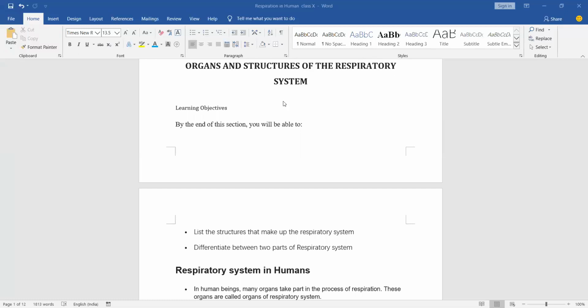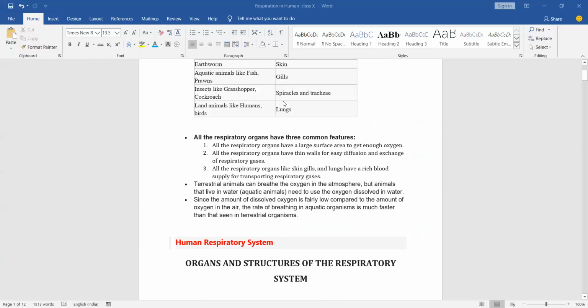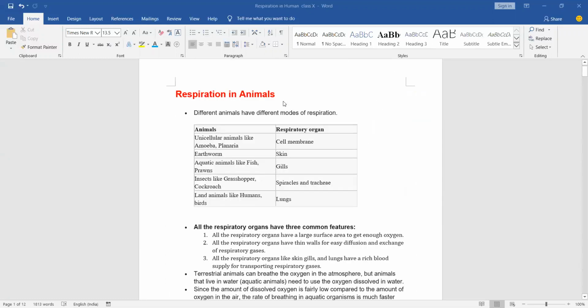Before starting that, first let's know about respiration in different animals. In unicellular animals like amoeba and planaria, respiration occurs with the help of the cell membrane, their plasma membrane. In earthworm, it takes place with the help of their skin. In aquatic animals living in water, like fish and prawns, it happens with the help of gills.